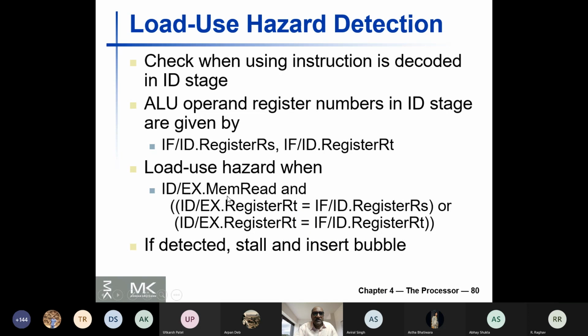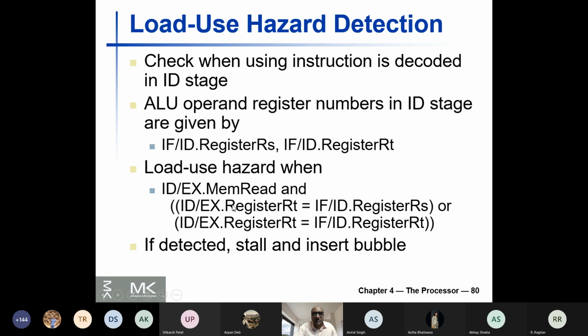And before that, this has to be satisfied: IDEX.MemRead. It means that for the instruction in the execution stage, the memory read control signal is high. It means that this is a load instruction, because among all instructions, memory read will be set only for the load instruction. For all other instructions, memory read will be 0, because there is nothing to be fetched from the data memory. Only the load instruction will fetch that. IDEX means the load instruction is now in the execution stage. This will ensure that it's a load instruction.